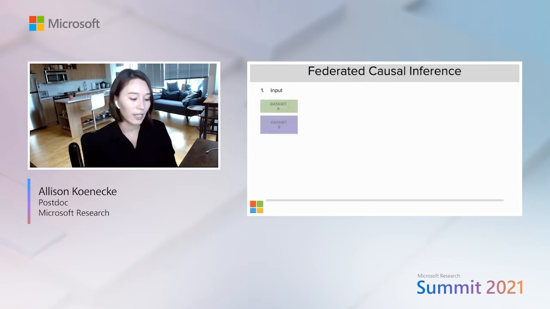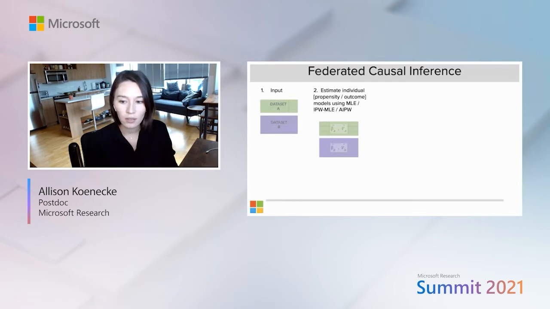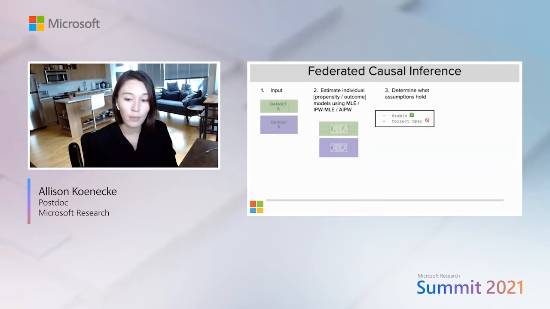So now let's go through how to actually federate these estimates. Let's start with our different data sets, say A and B. And next we use one of our methods, say MLE, IPW, or AIPW, to estimate the propensity or outcome model on each data set separately. Then we consider which of the binary assumptions described earlier actually holds for the relevant model.